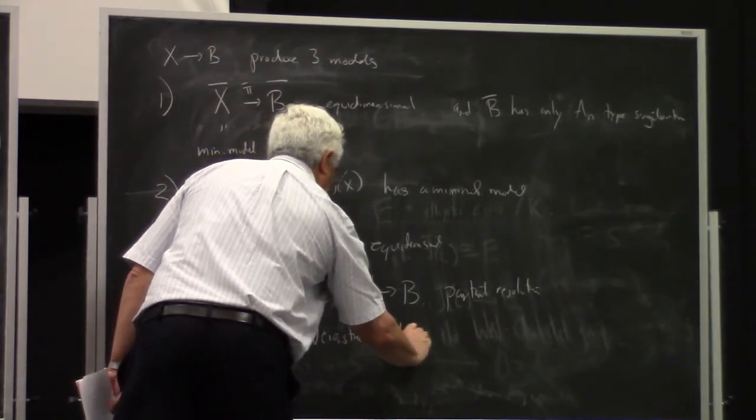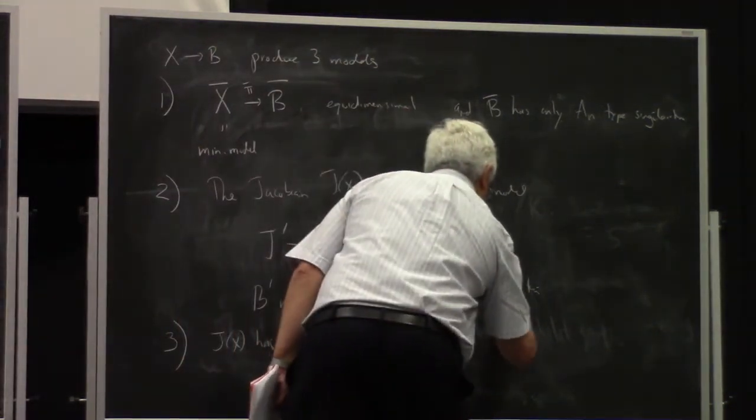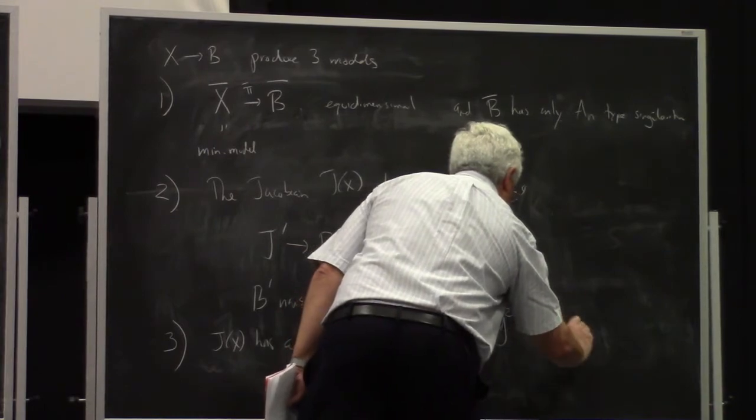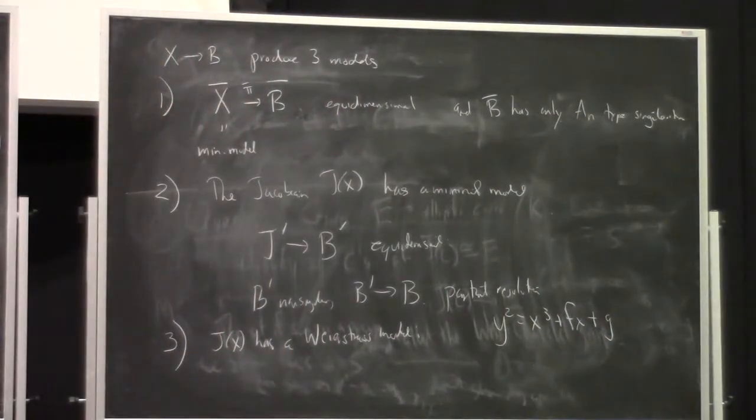So geometrically, the way we describe Weierstrass model is you contract all components of fibers not meeting the given section. But in fact, that also has a description in terms of a Weierstrass equation. So if you have a birational model in which you've done what I just said, contract all the components of fibers not meeting a section, you can write it in the form y squared equals x cubed plus fx plus g, where X, Y, F, and G are sections of appropriate line bundles over the base.